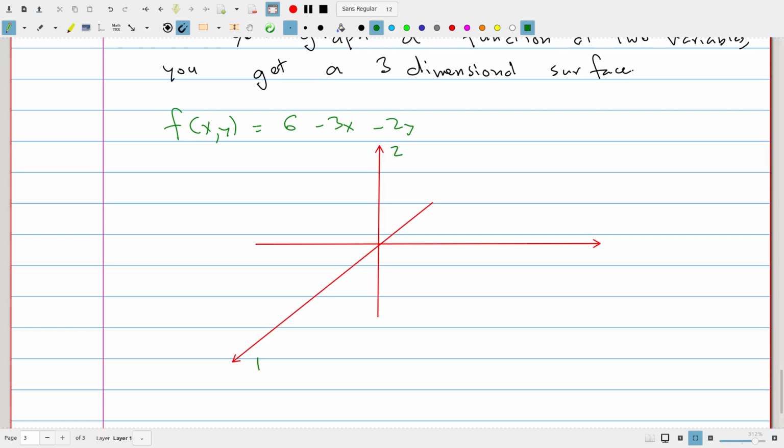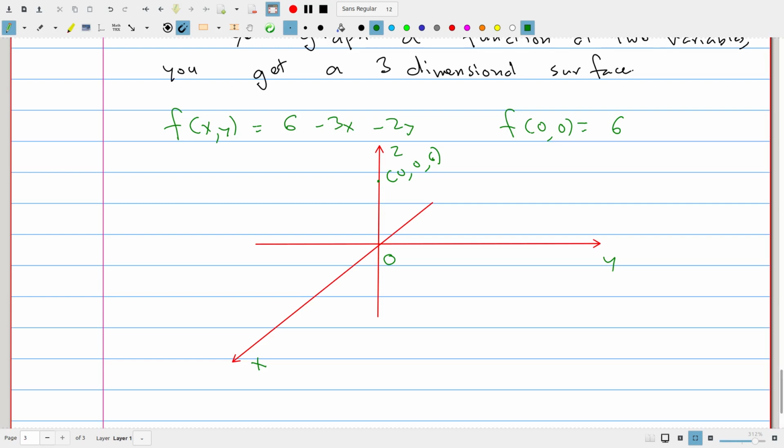Z, x, y, you have the origin. So this plane, when x equals 0 and y equals 0, then z equals 6. So f of 0 comma 0 equals 6. So this plane, of course, passes through 0, 0, 6.